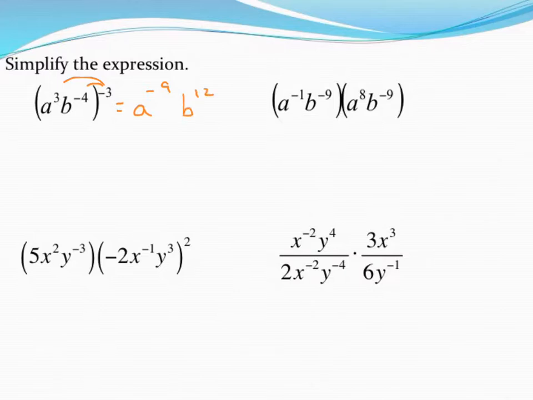I can't have negative exponents. I don't consider that simplified. So anything negative needs to be moved down to the bottom of a fraction. Well, in a case like this, the a and the b are not attached to each other, so they can be moved individually. I don't want to move b to the 12th.